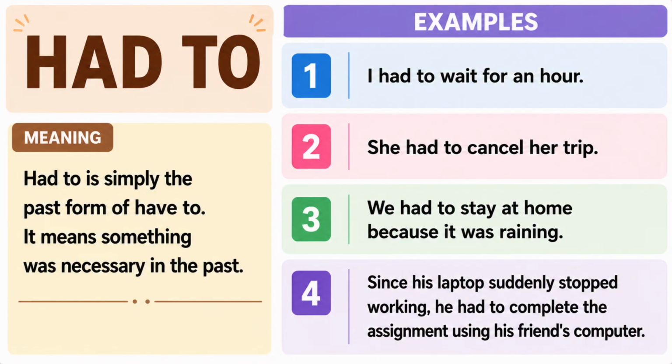Example 1. I had to wait for an hour. Example 2. She had to cancel her trip. Example 3. We had to stay at home because it was raining. Example 4. Since his laptop suddenly stopped working, he had to complete the assignment using his friend's computer.